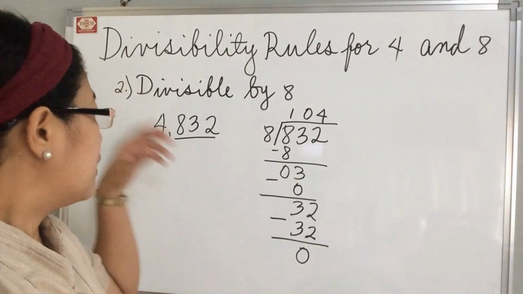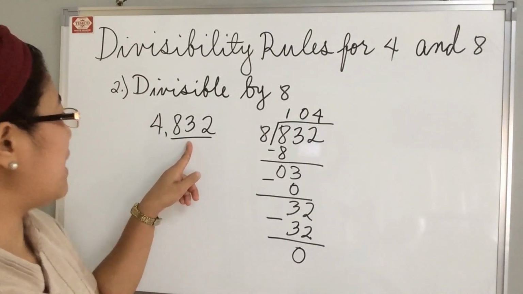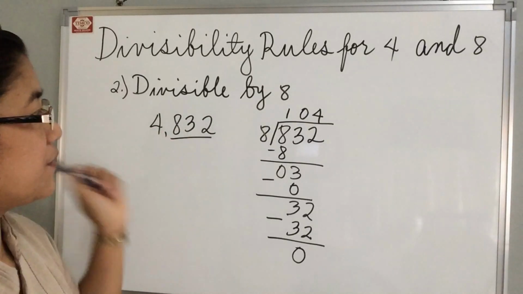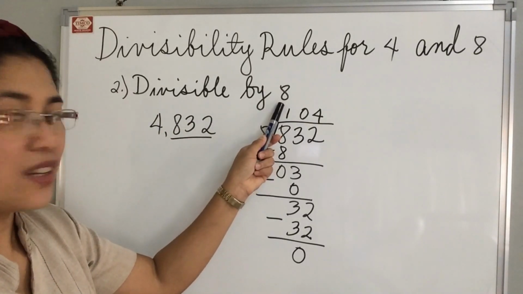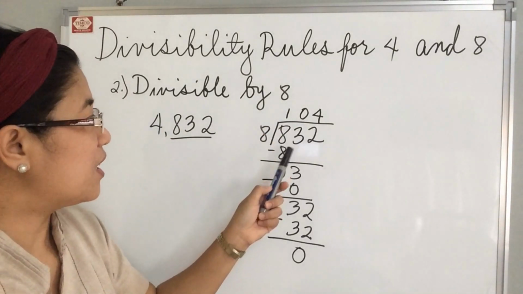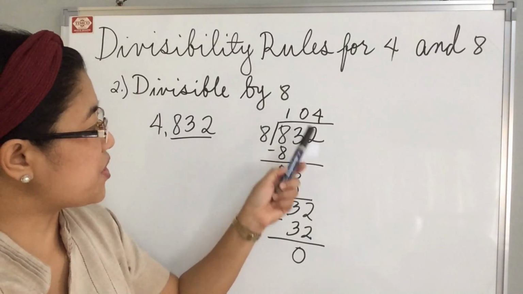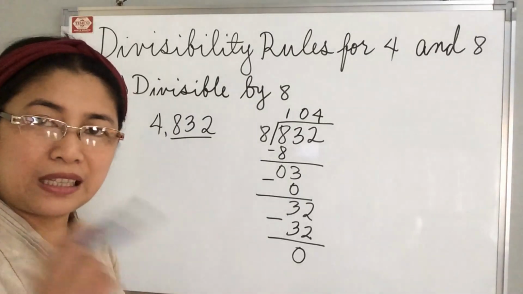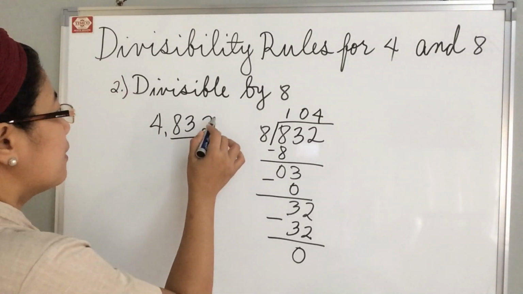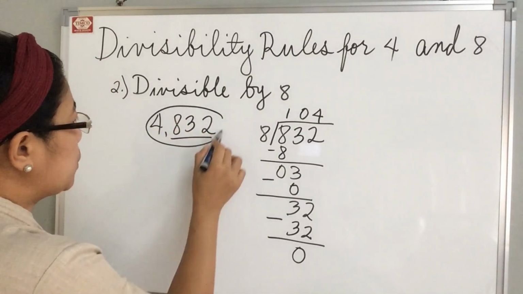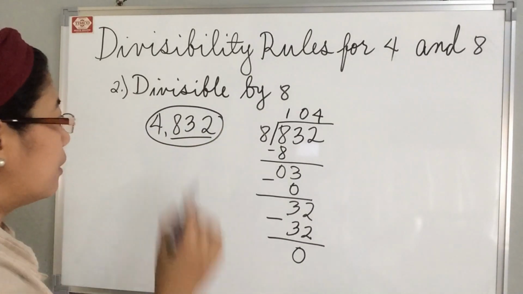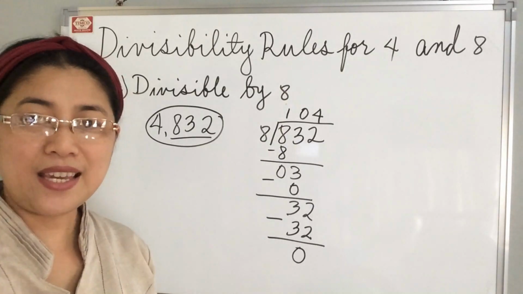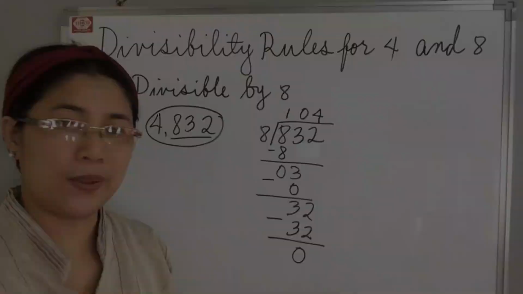Now, is the number formed by the last 3 digits of this whole number divisible by 8? Yes, because it has a whole number as a quotient, which is 104. So therefore, class or pupils, this whole number is divisible by 8. Okay, let's have another example.